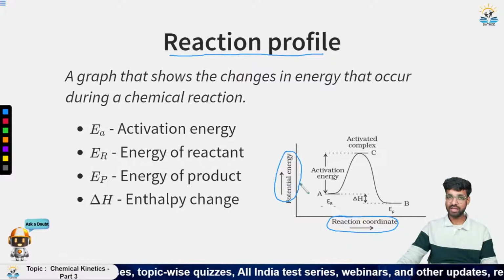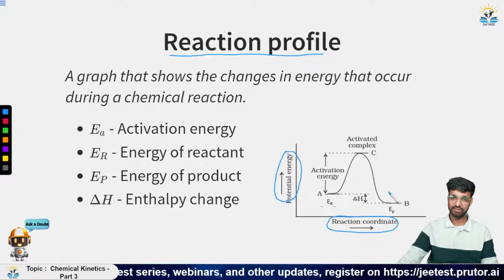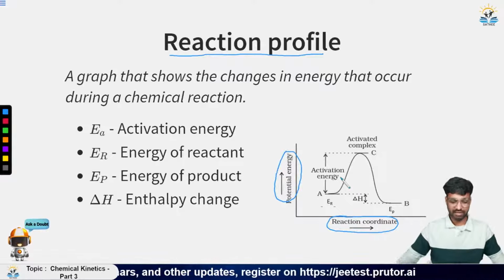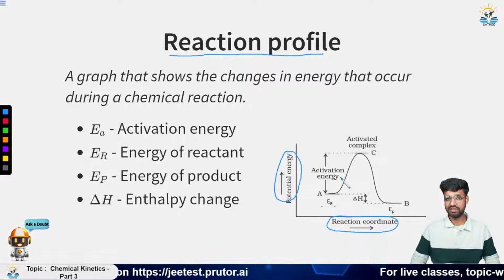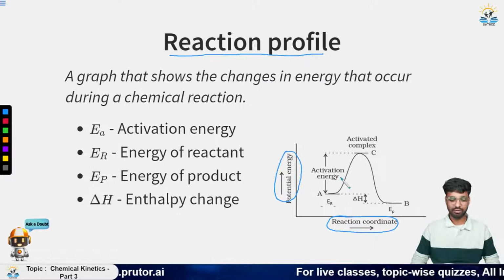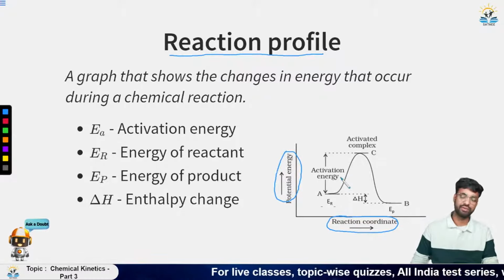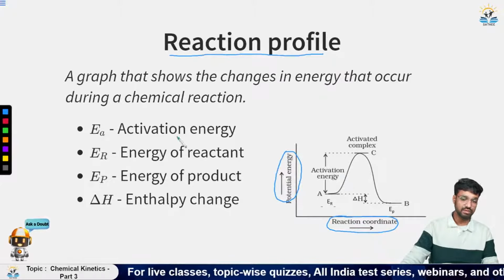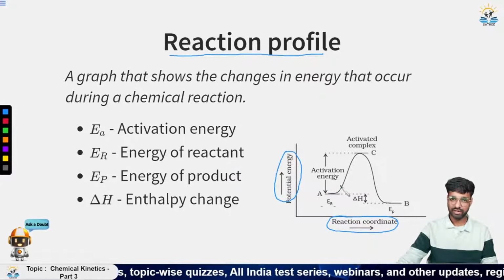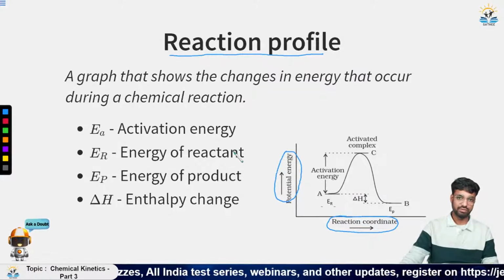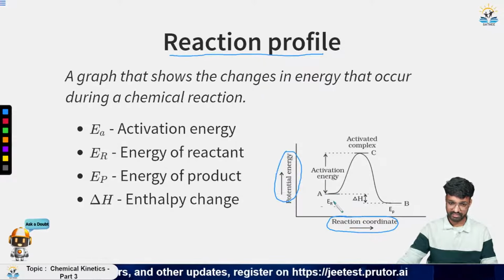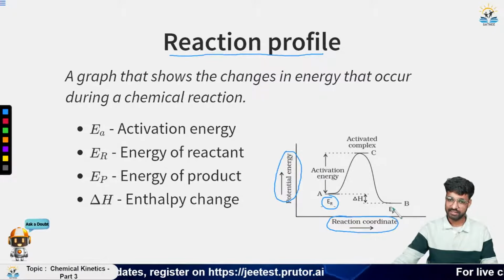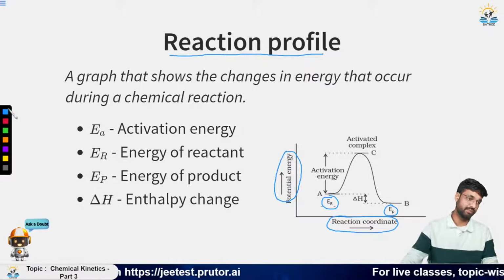By this diagram, we are showing the change in energy as the reaction is proceeding. This is the very meaning of a reaction profile. Basically, it is the change in potential energy as the reaction goes from reactant to product, or from product to reactant. This is the reaction going from A to B. If you consider this energy barrier here, suppose this is the energy of reactant, that is ER, and the energy of product, that is EP.